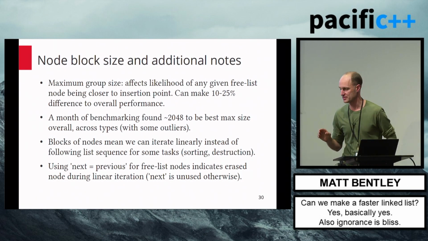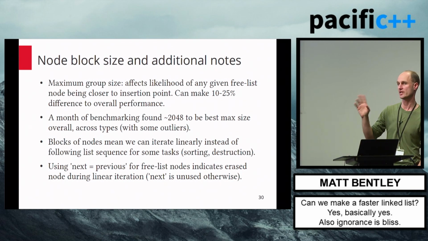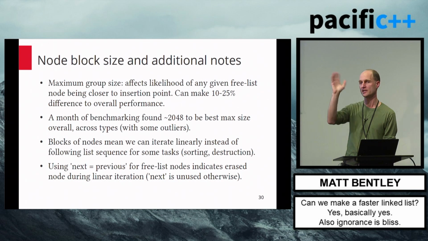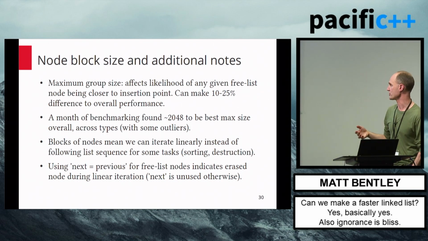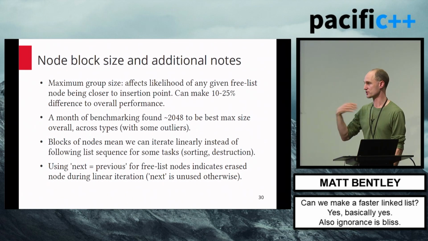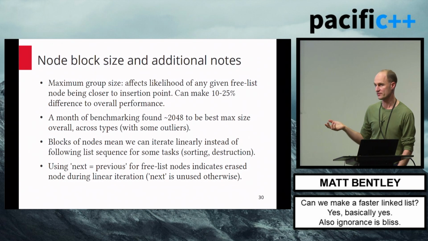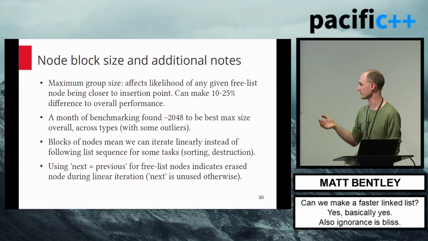And the second note is having these node chunks in memory. It means for some operations where we don't care about the iterative order, we can actually just linearly iterate across those node chunks, which ends up being beneficial for this sort of thing. So sorting, we went over that. Destruction is one obvious one, but also reversal, remove_if patterns, this sort of thing.